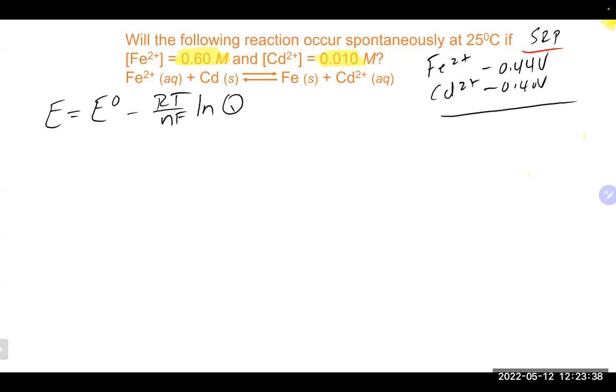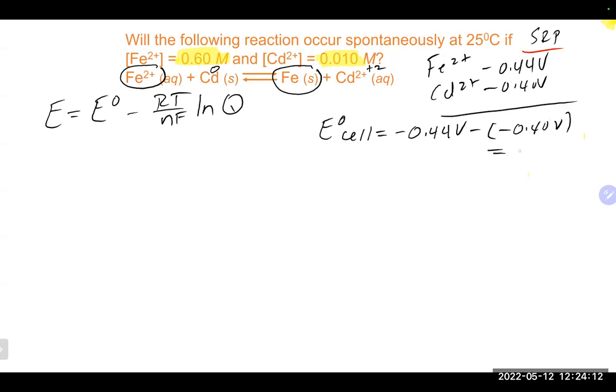So in this case, our cathode would be which one? The cathode, once again, is the iron, looking at the actual equation, +2 to 0 becoming reduced, while the cadmium goes from 0 to +2, which is being oxidized. So to calculate my E of the cell here, taking our cathode, the iron, minus 0.44 volts, minus a minus 0.4 volts, gets us 0.04 volts. That is negative in this case, I believe.